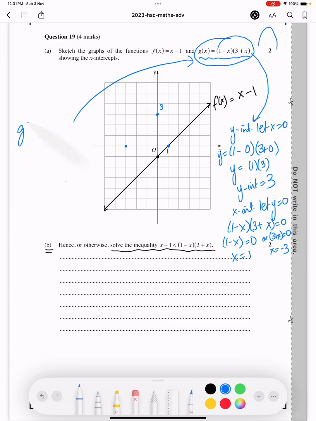So g of x equals 1 minus x, 3 plus x. So when we expand that out, we get 3 minus 3x plus x minus x squared, which is minus x squared minus 2x plus 3. And I rewrote it this way on purpose. You have to have your x squared term first, your x term second, and your constant, which is your number, third, because the coefficients of those terms will be a, b, and c respectively.